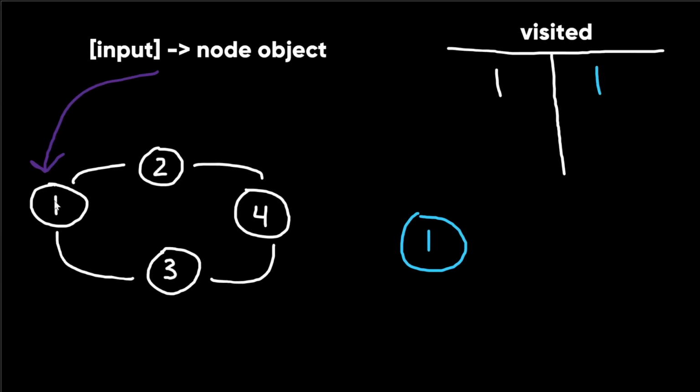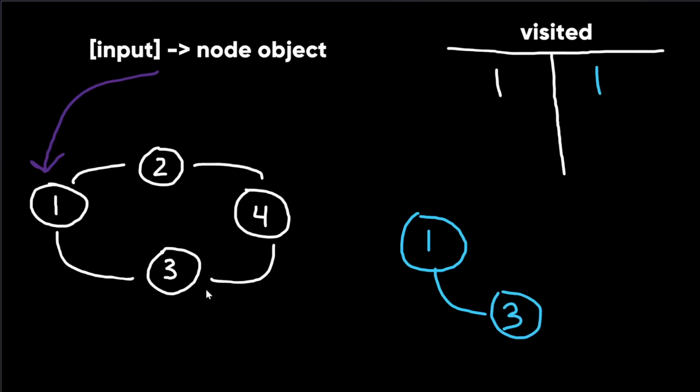Continuing on with the DFS, we're at 1, and we can either traverse to 2 or traverse to 3. So let's just traverse to 3 in this case. And what we want to do is create that link, and see if 3 is in the visited table or not. We see that it's not, so then we create it.